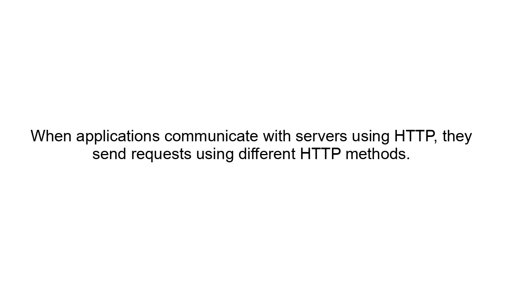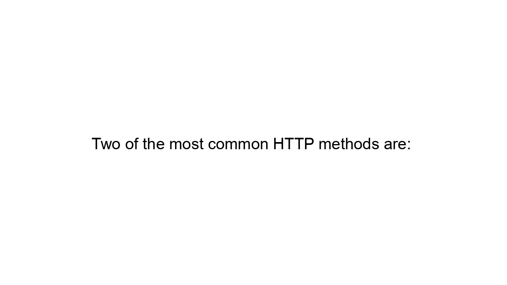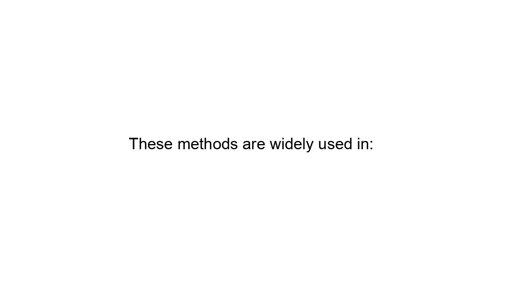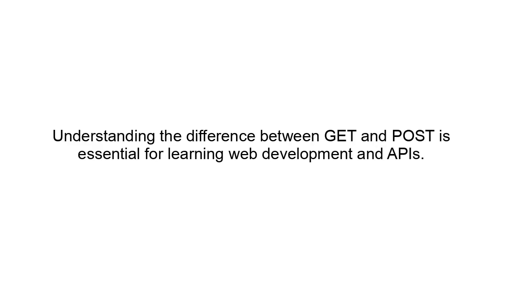Introduction. When applications communicate with servers using HTTP, they send requests using different HTTP methods. Two of the most common HTTP methods are GET and POST. These methods are widely used in web applications, APIs, mobile apps, and backend services. Understanding the difference between GET and POST is essential for learning web development and APIs.